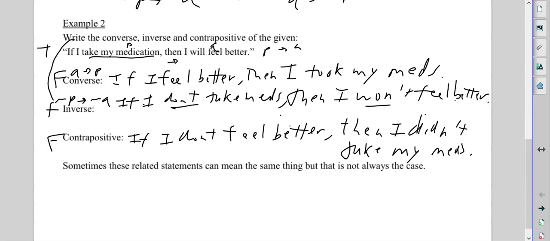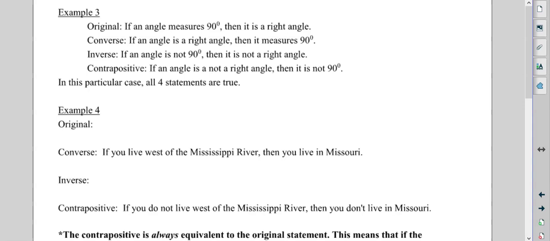Okay. So moving on. Example 3. The original statement: if an angle measures 90, then it's a right angle. A 90-degree angle is right. That's true. Converse, I flip them. If an angle's right, then it's 90. Well, it has to be. That's the definition of it.